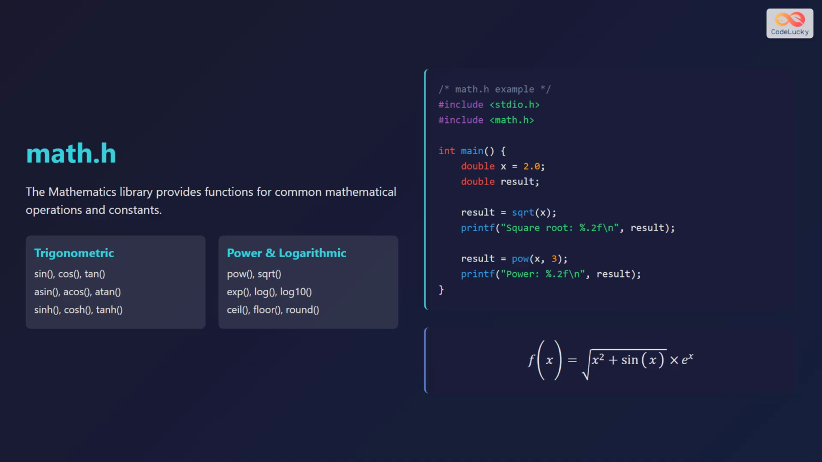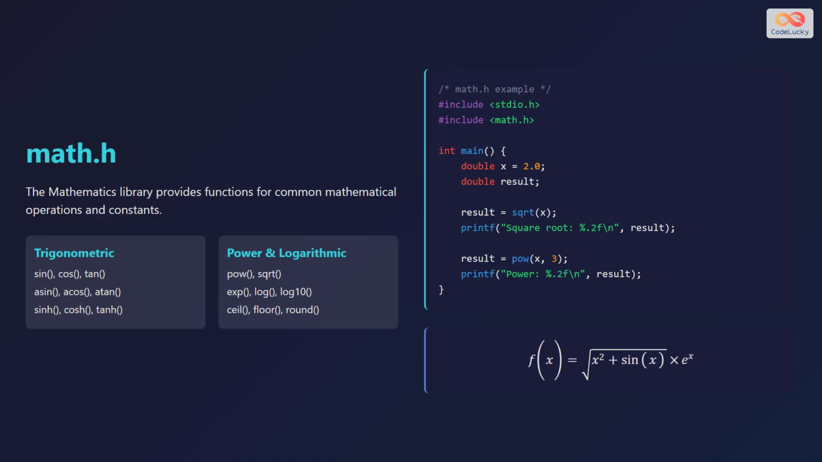Then we have power and logarithmic functions. These include functions such as pow, which raises a number to a power, and sqrt, which calculates the square root of a number. Exponential functions like exp, logarithms like log and log base 10, as well as rounding functions like ceil, floor, and round are also available.